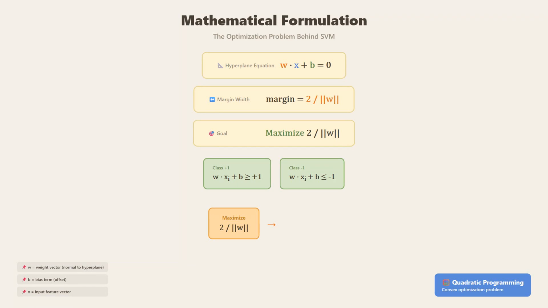The beauty of this formulation is that it's convex, meaning there's only one global optimum and we're guaranteed to find it. This is why SVMs are so reliable in practice.